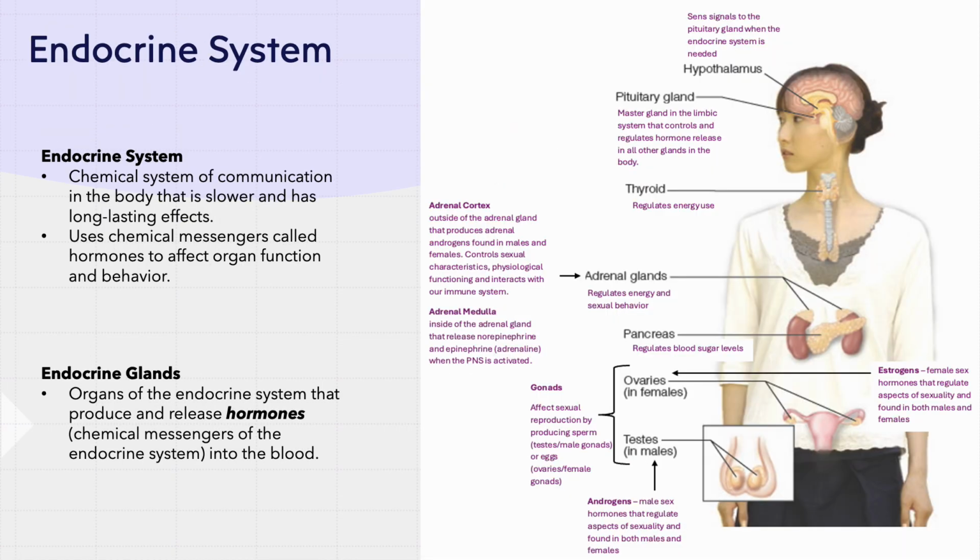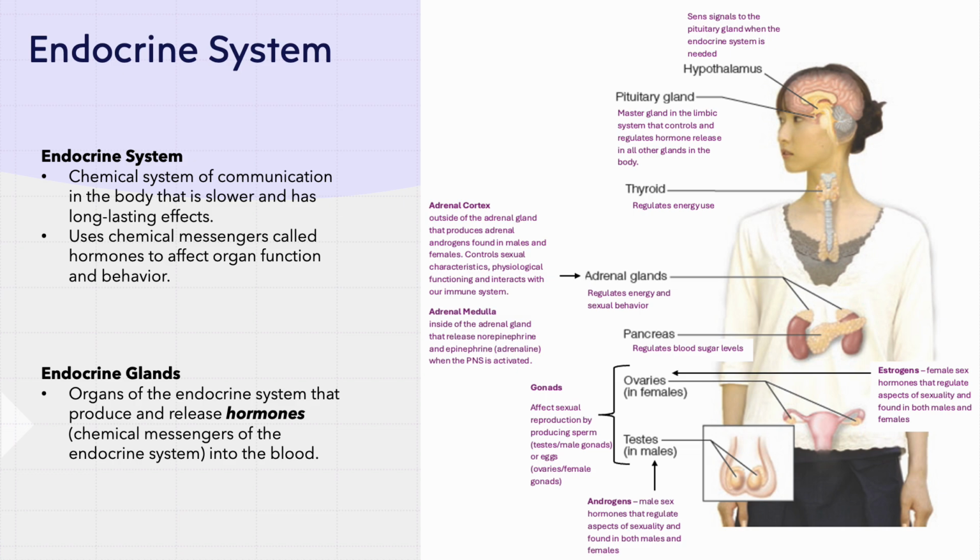So now we have our endocrine system. The endocrine system is this style of communication in the body that is much slower but has long-lasting effects. And it's slower because it relies on your cardiovascular system to transport what we call hormones, which are the chemical messengers that your body will use to affect organ function and behavior. Now, the hormones are produced and released by endocrine glands, and when they release them, they obviously will go into the bloodstream. But things like sexual activity, sleeping, eating, and growth are affected by your hormones. And your internal organs actually have receptor sites to receive these hormones.